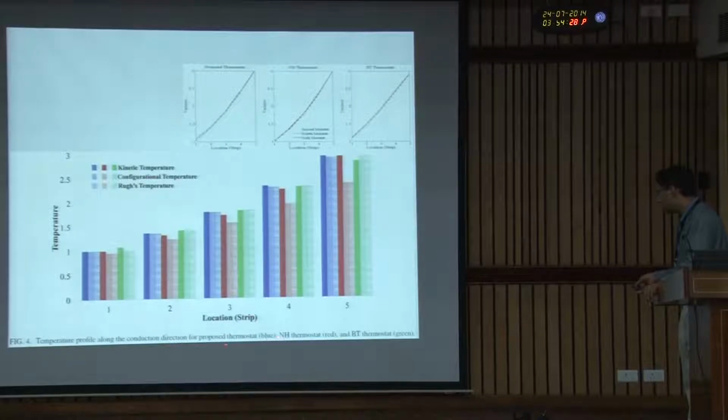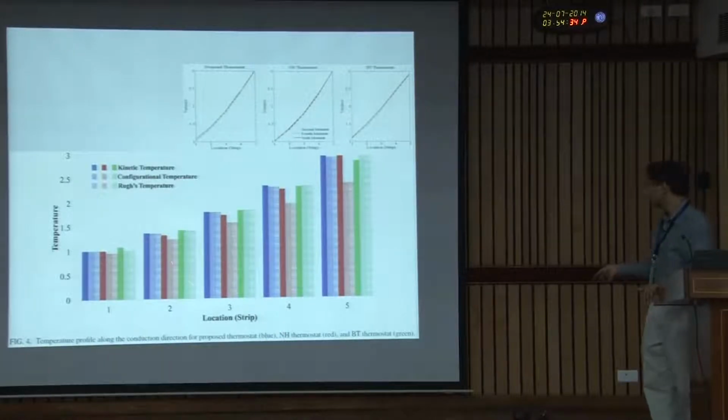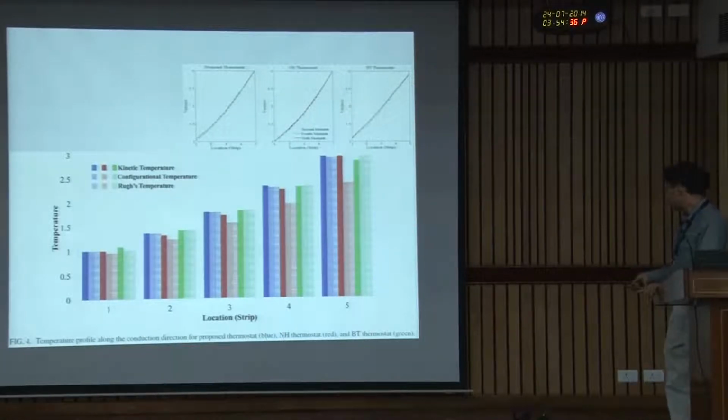This blue group is our thermostat. The red group is Hoover's thermostat, and the green group is the configurational Bragg-Travis thermostat. The solid lines are the kinetic temperature, the vertically hashed lines are the configurational temperature, and the horizontal hashed lines are Rugh's temperature.